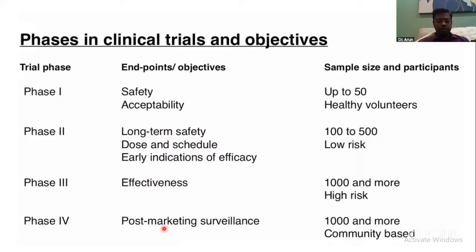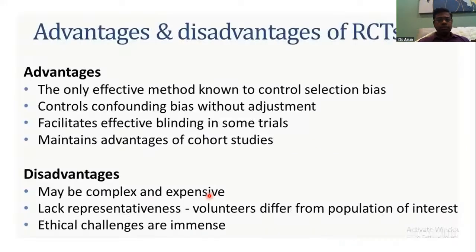Here, it is not like particular clinical settings. You will get the information from the community. So, what are the advantages and disadvantages of RCTs? Advantages are the only effective method known to control selection bias, and it controls confounding bias without adjustment. It facilitates effective blinding in some trials, and maintains the advantage of cohort studies. That means similar characteristics of people will be taken in both intervention and non-intervention group.